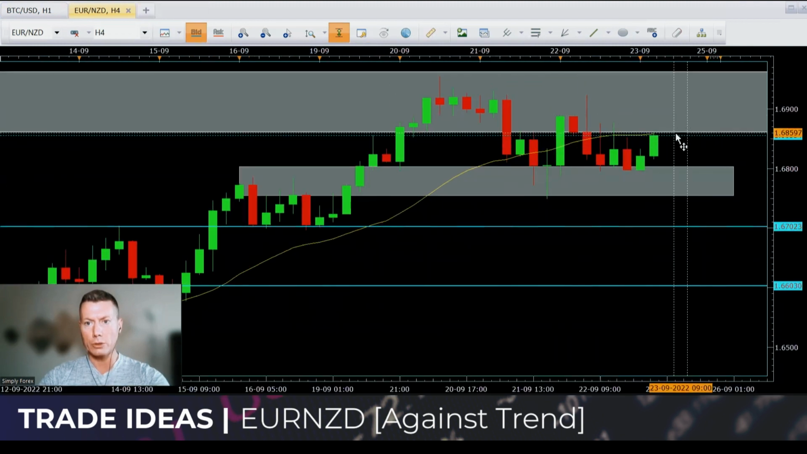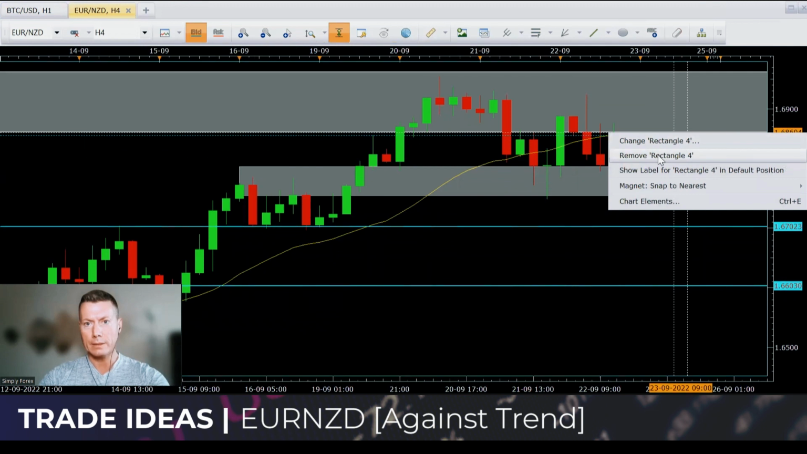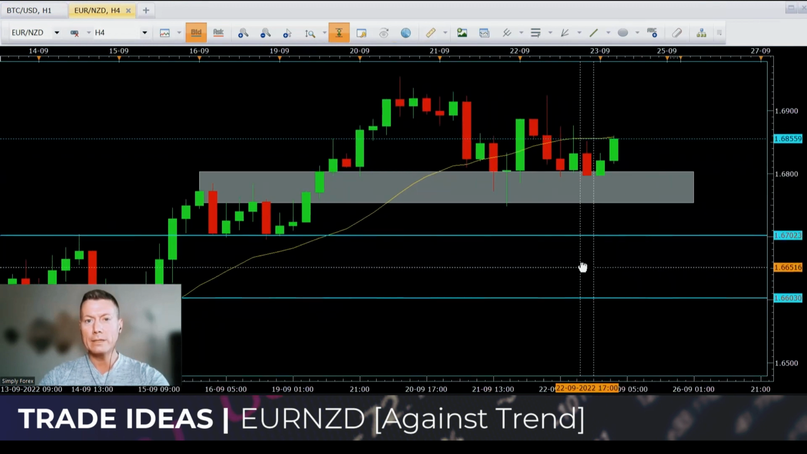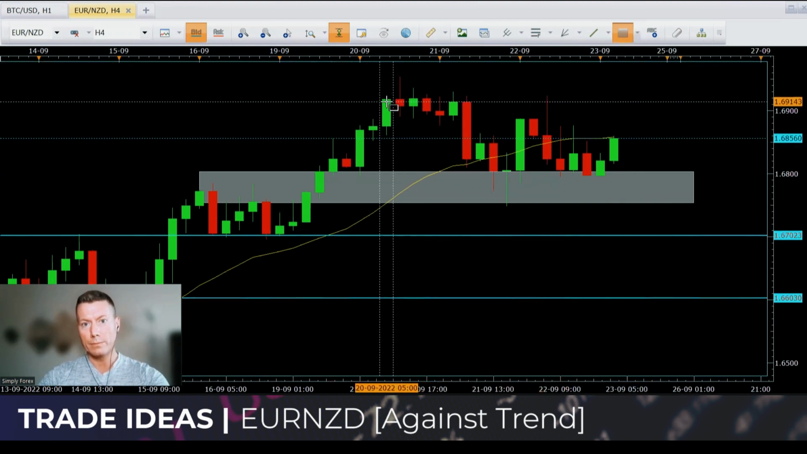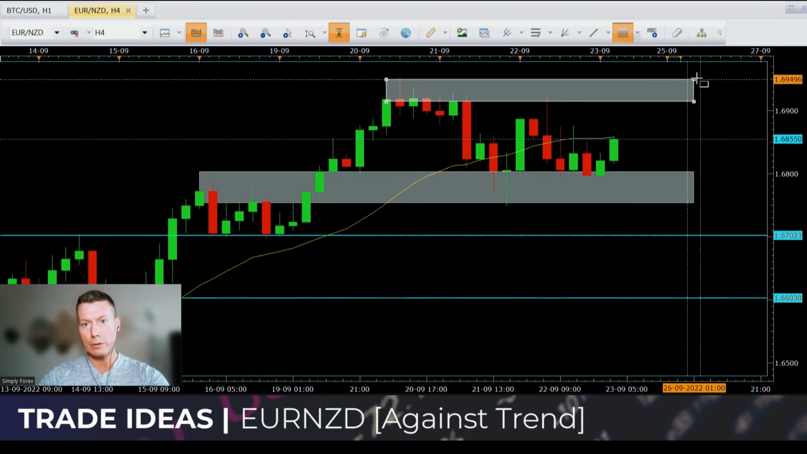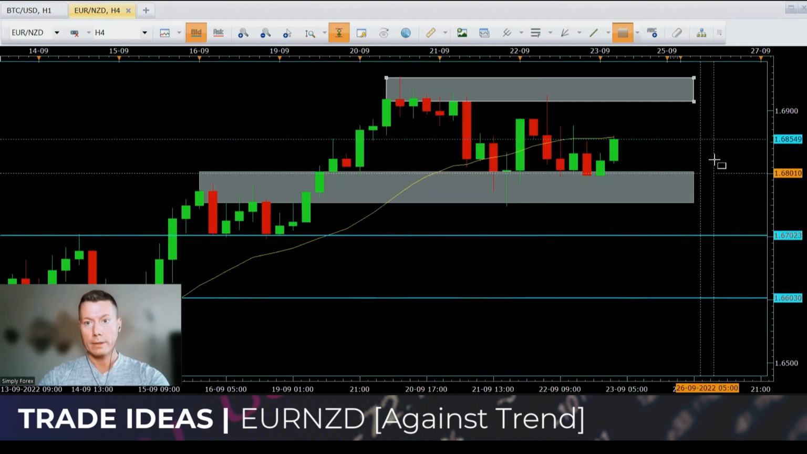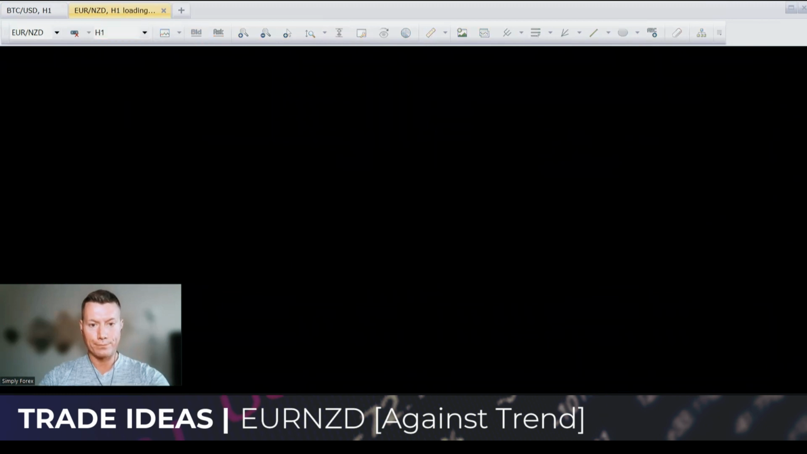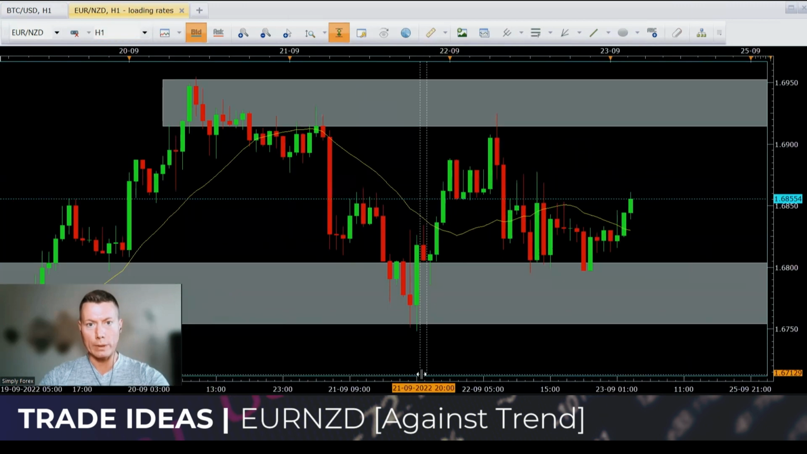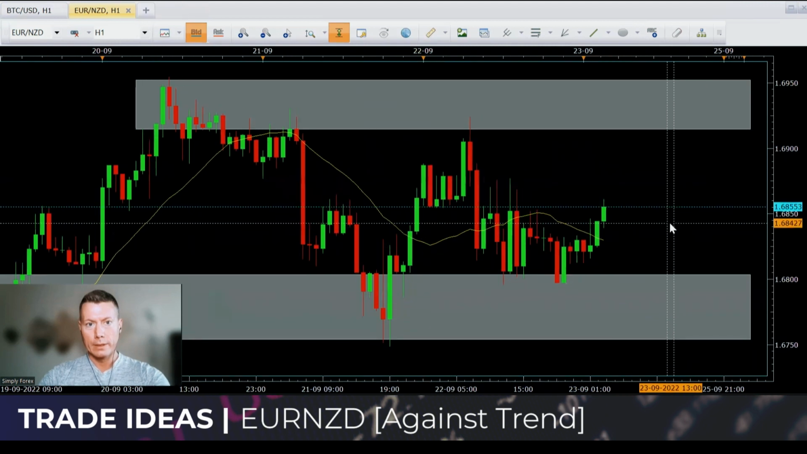Let's remove the large grey zone, guys, because it's too large. We need to fine tune our grey zones. This is also a grey zone of interest. Yeah, because we could still short the market from there. Okay, so that's the H4. Now we're going to drop down to the H1 to fine tune our grey zones.